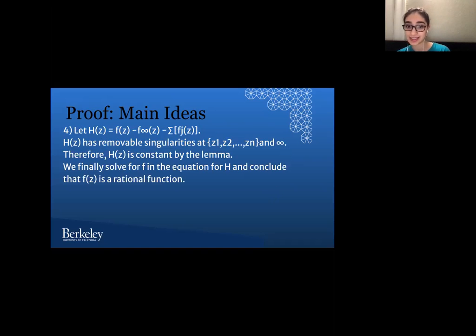And then the last step in the proof is that we define capital H of z to be f minus f_infinity minus the summation from j equals 1 to n of f_j of z. And we see that H of z has removable singularities at z_1 all the way to z_n and at infinity. And therefore, H of z is constant by the lemma. So we finally want to solve for f in the equation for capital H. And from this, we will conclude that f of z is a rational function. We can see this last part by noticing that each term is either a constant or a rational function. So by linearity, f of z is also a rational function. And this concludes the proof.